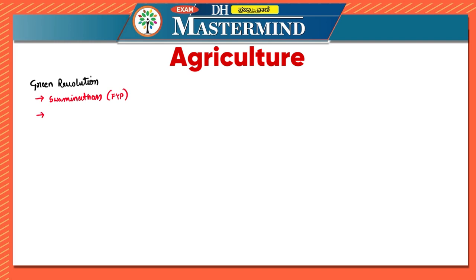Now, who is considered as father of Green Revolution? So, father of Green Revolution is Norman Borlaug. They also got the Nobel Prize for Green Revolution as well. But the father of Green Revolution in India is M.S. Swaminathan.